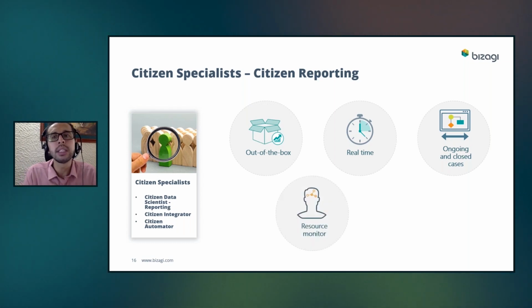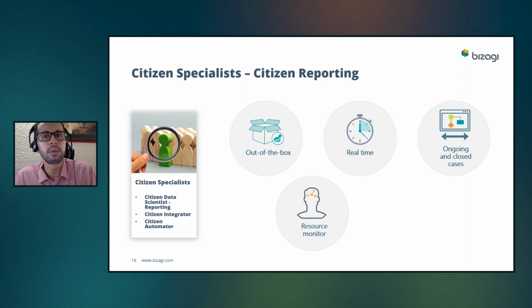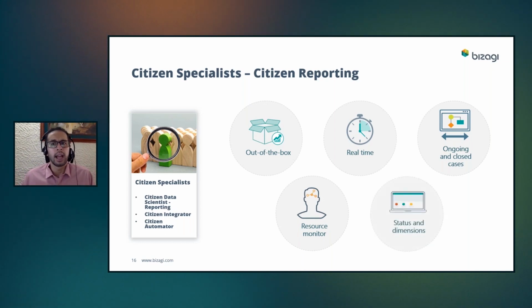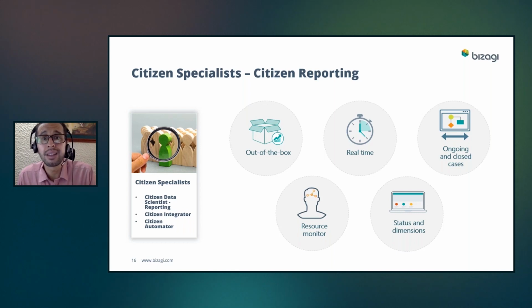reports that allow the citizen specialists or citizen reporting to control and to review the resource monitor. How are we doing with my resources? If I am a manager, if I am a lead, if I am a director, and I have a team under my control, then I will be able to see how my team is working with the process. If we have, I don't know, someone that is overloaded or someone that needs help, I will be able to see it from that. And also, we are going to have the option to create specific filters based on the status or based on different dimensions that you can create.